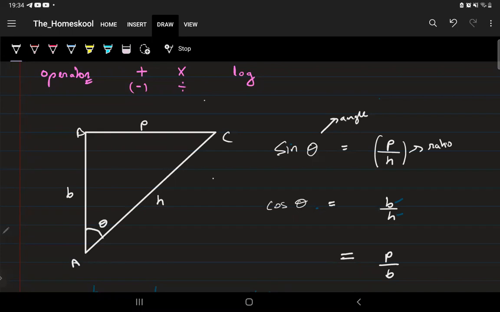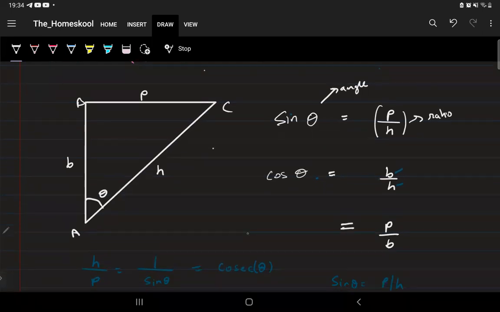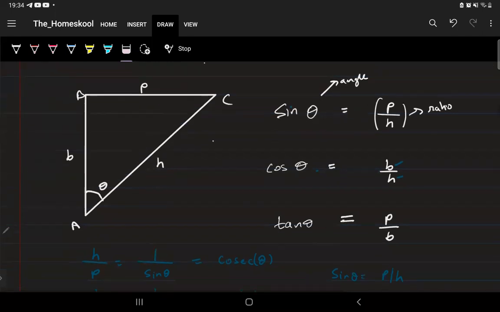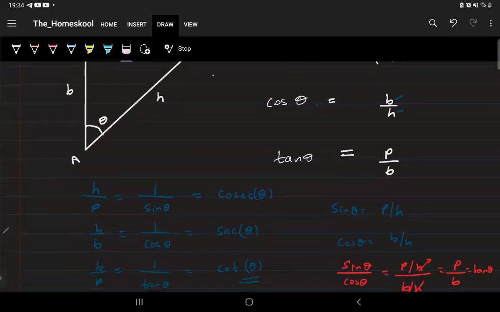Now, cos theta is a relationship between base and hypotenuse. And then we have tan theta, which is the relationship between perpendicular and base. This is the definition of these three ratios.